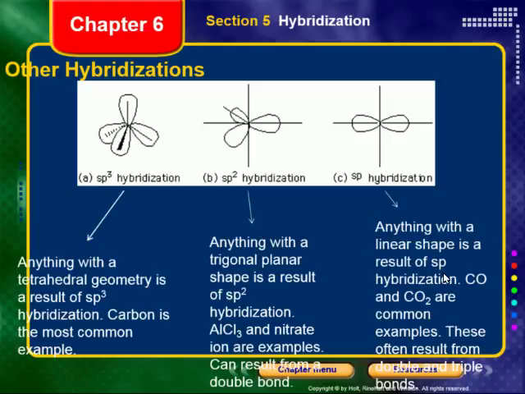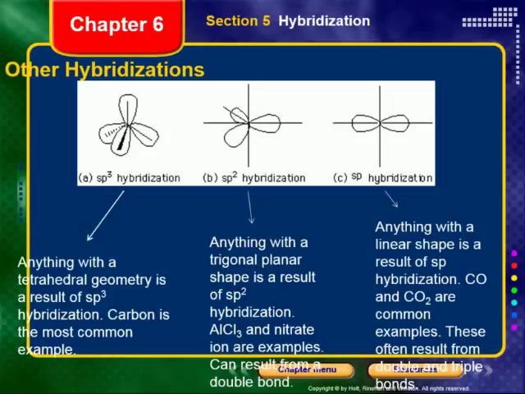Just a single s orbital and a single p orbital hybridizing together. Carbon monoxide and carbon dioxide are common examples. These often result from double and triple bonds. So when you see a triple bond, there's probably, most likely, some sp hybridization. So you can think about it that way.